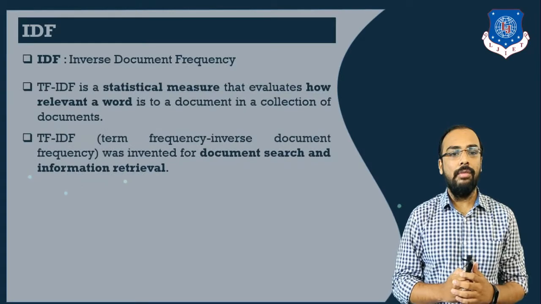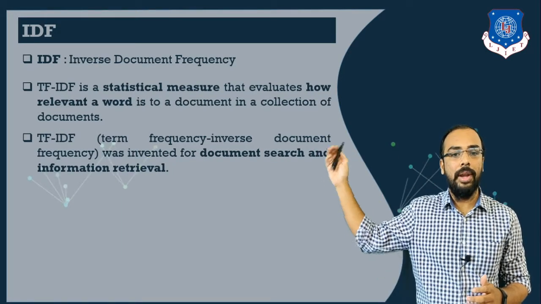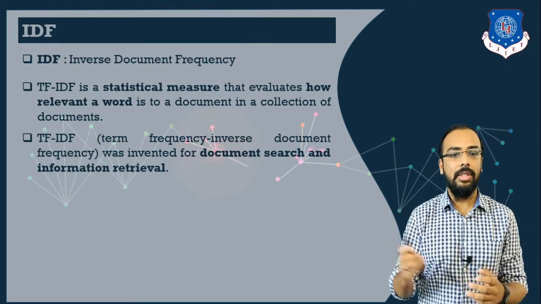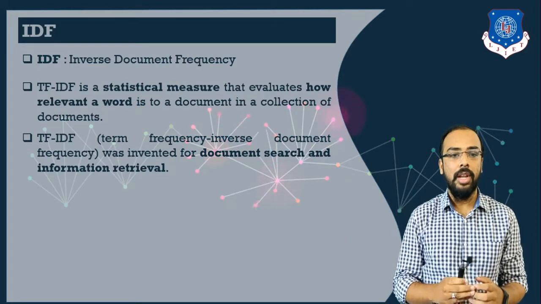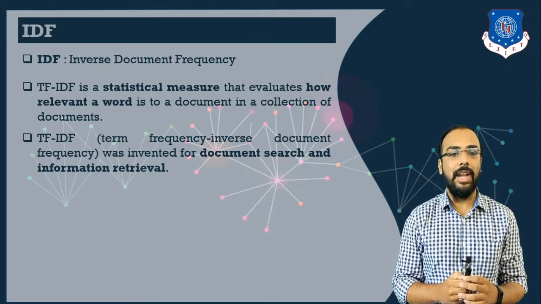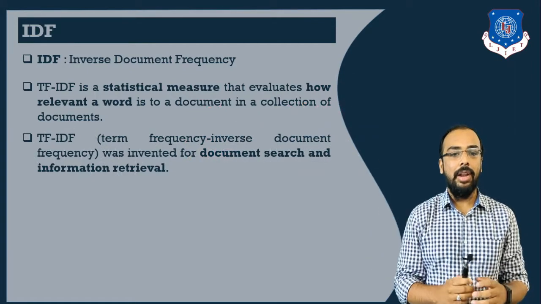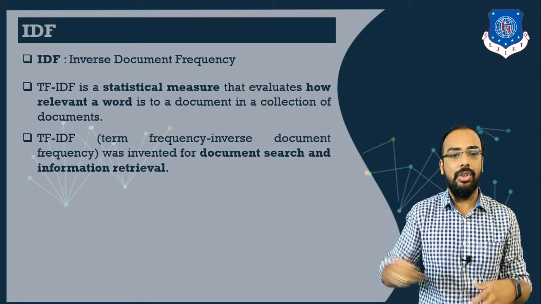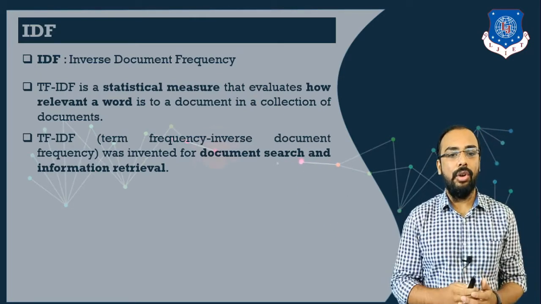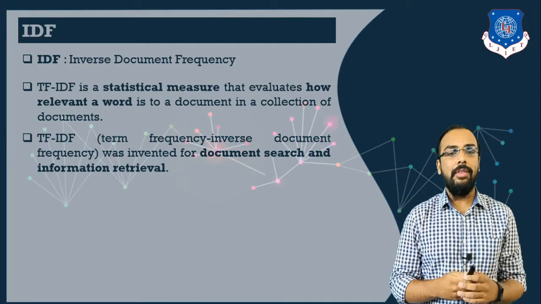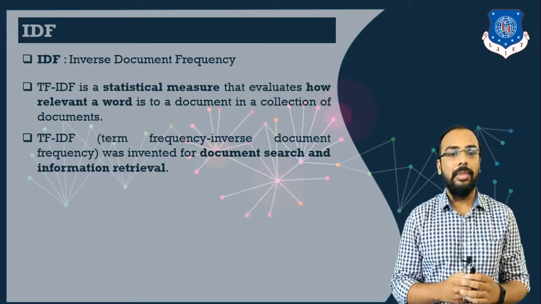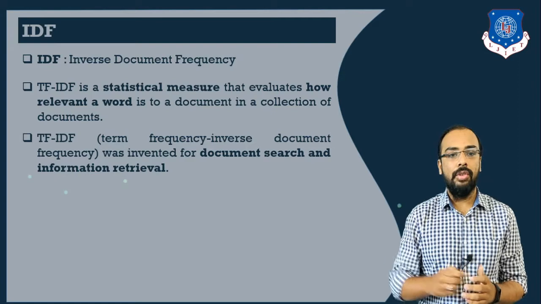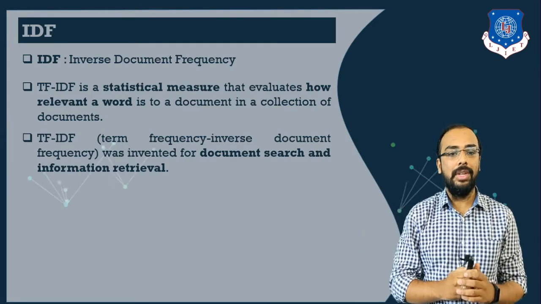What is the acronym for IDF? It is inverse document frequency. Now what is TF-IDF? TF is term frequency and IDF is inverse document frequency. This combined measure, TF-IDF, is a statistical measure that evaluates how relevant a particular word is to a document inside a collection of documents. For example, if I want to check whether a word is important or relevant in my document or not, for that we use the concept of TF-IDF.